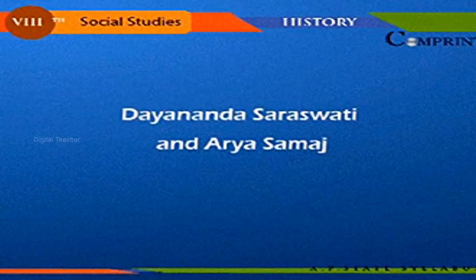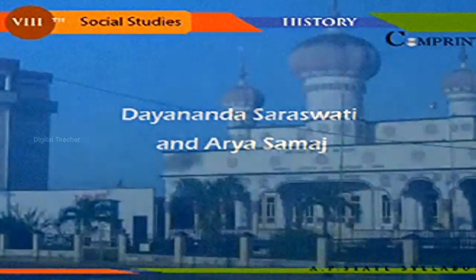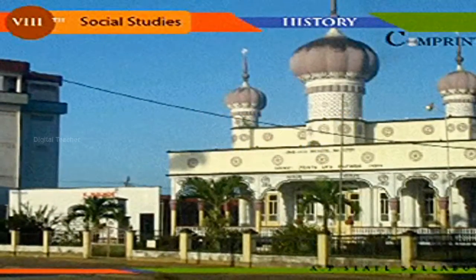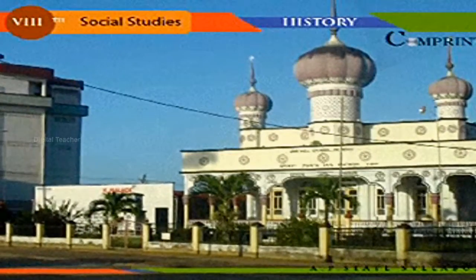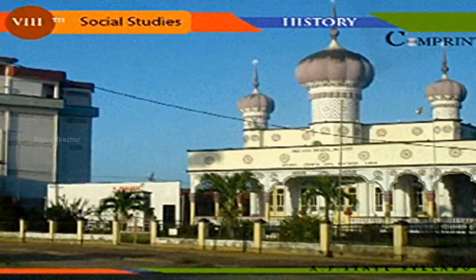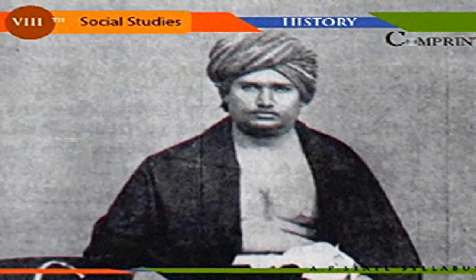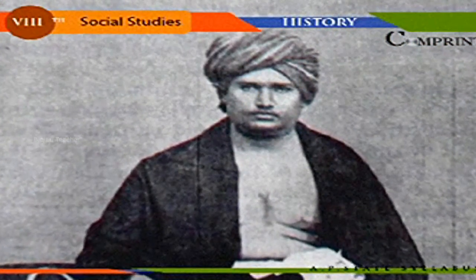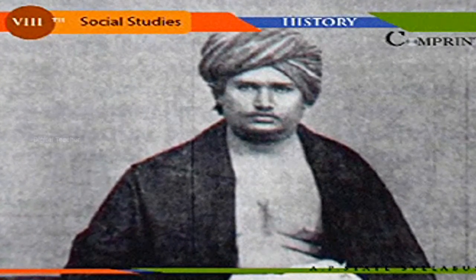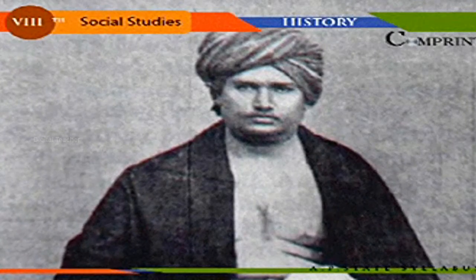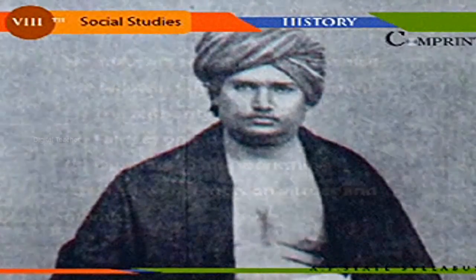Dayananda Saraswati and Arya Samaj. The Arya Samaj was established by Dayananda Saraswati in 1875 at Bombay to enhance the glory of Hinduism. He was born in an orthodox Brahmin family of Gujarat in 1824. He studied Vedas at Mathura. He gave the slogan "Back to Vedas."